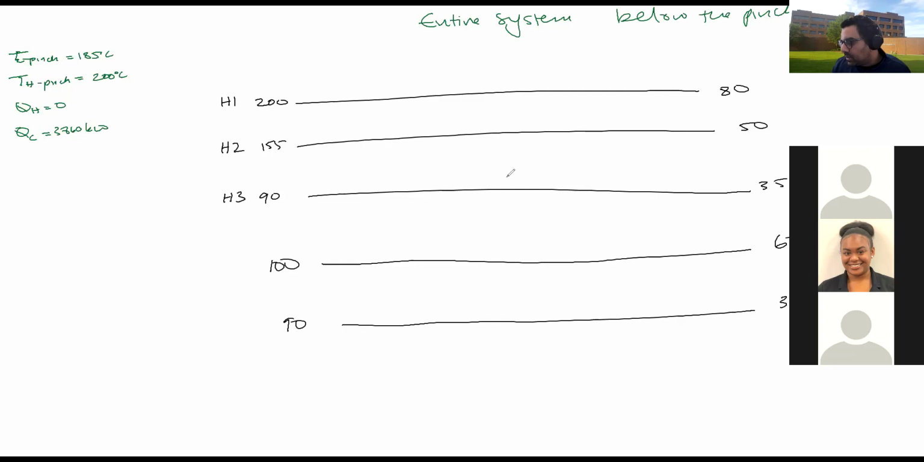So we said below the pinch, CP hot has to always be greater than or equal to CP cold. And the second rule, we said that there is no heating below the pinch, right? You should never heat below the pinch.